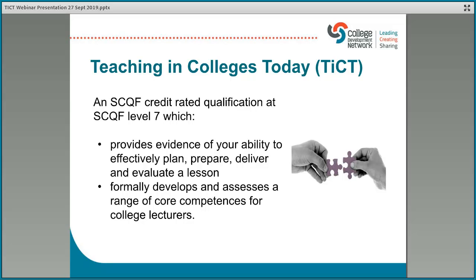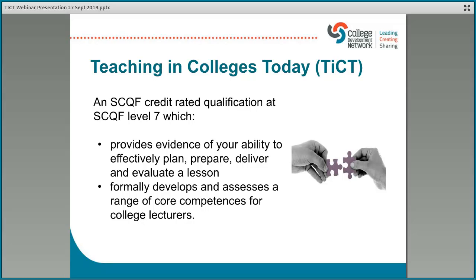meet your individual needs. In terms of the process, this partnership involves colleges identifying suitable assessors and mentors who will assess the candidate's work, and they will also carry out a teaching observation, providing each TiCT candidate with feedback on that process. CDN produce a variety of online learning materials which candidates and college assessors can use and refer to help develop knowledge of some of the vital skills and other things relating to the lecturer's role.